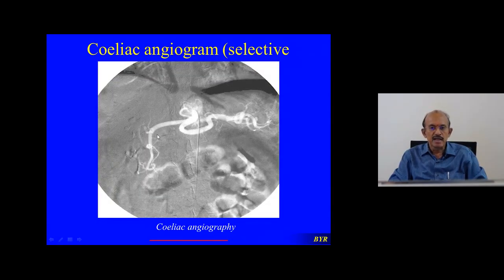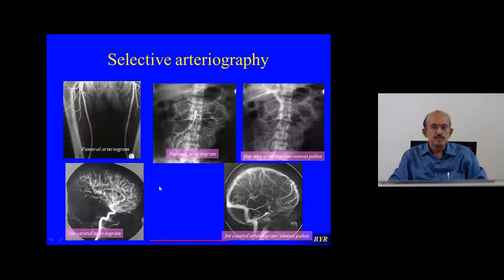Here you can see celiac angiography, where you can inject the celiac artery and its branches are seen here. So this is the femoral arteriogram. This is the superior mesenteric arteriogram, where the dye is injected in the superior mesenteric artery. Then superior mesenteric arteriogram, venous phase. If we wait for more than 20 seconds, then the dye will be taken up into the veins, and you will see the veins with contrast material. And this is the carotid angiography, and this is internal carotid angiography and vertebral artery angiography.